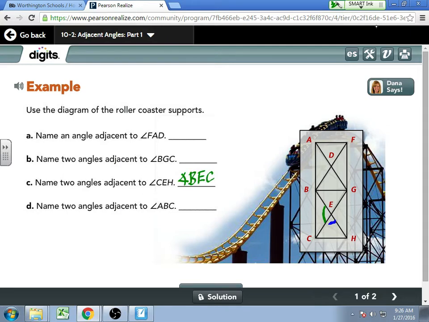So notice I don't put the M, because I'm not talking about how big it is, how many degrees it is. I'm just talking about the angle. So here I just use the angle symbol.